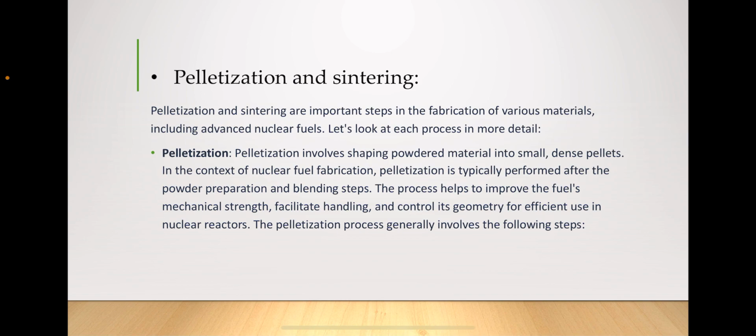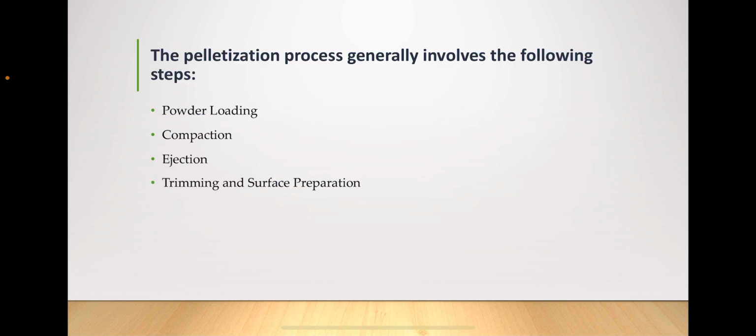In the context of nuclear fuel fabrication, it is typically performed after the powder preparation and blending steps. The process helps improve the fuel's mechanical strength, facilitate handling, and control its geometry for efficient use in nuclear reactors. The pelletization process generally involves the following steps, for example, powder loading, compaction, ejection, trimming, and surface preparation.